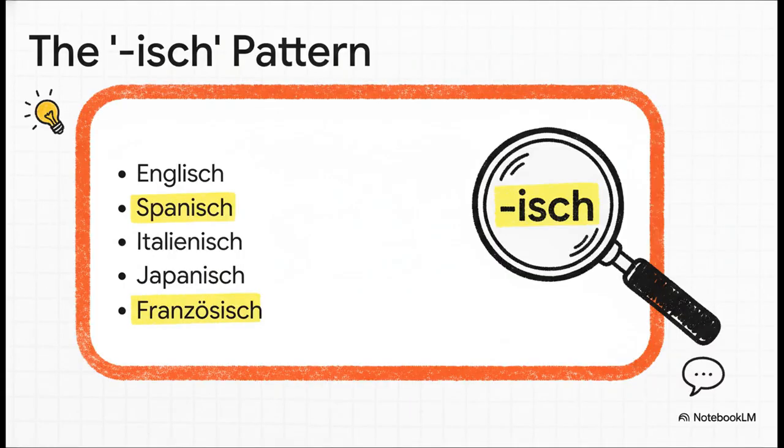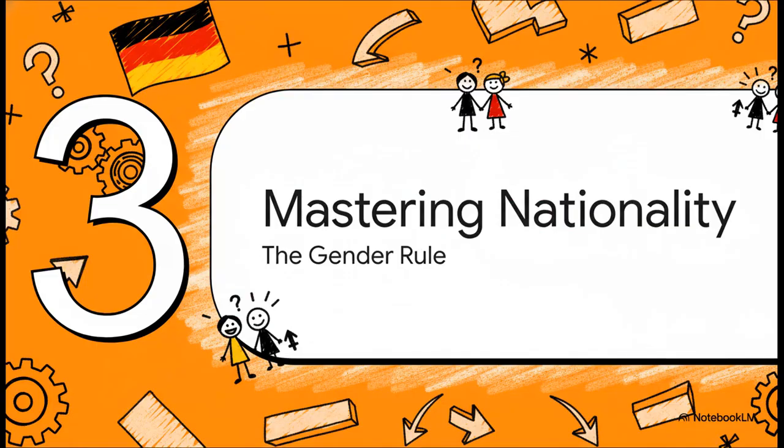Now here's a cool little pattern for you to spot. A ton of languages in German end with this suffix, isch. Just look at this list: English, Spanish, Italienisch. Once you notice that pattern, you can start making some pretty good guesses about other languages too. Okay, let's move on and tackle our third core concept, nationality.